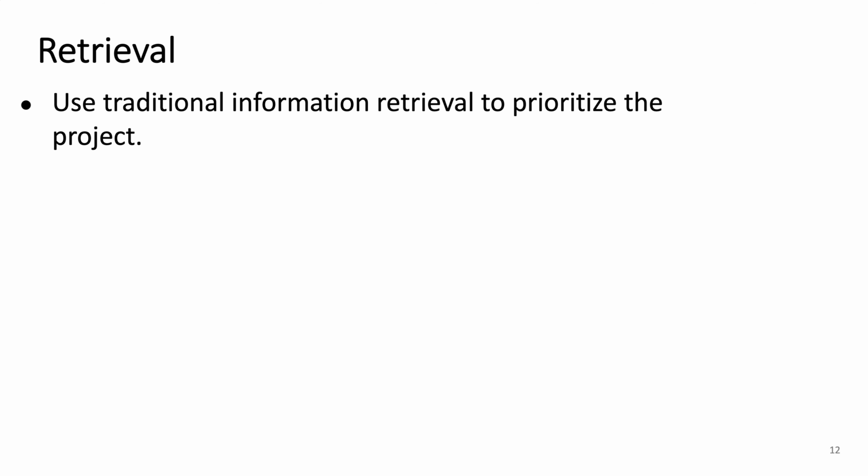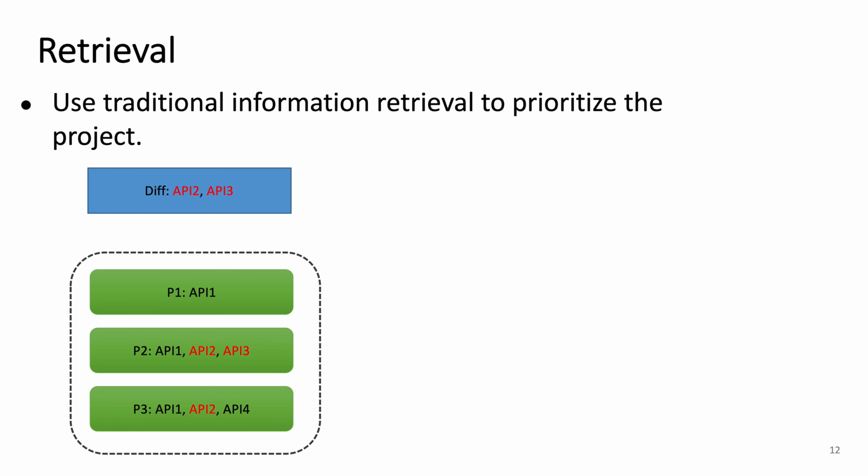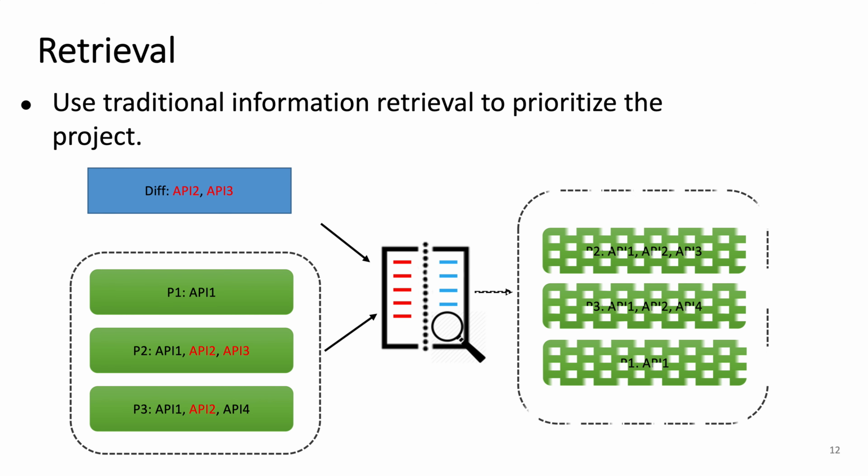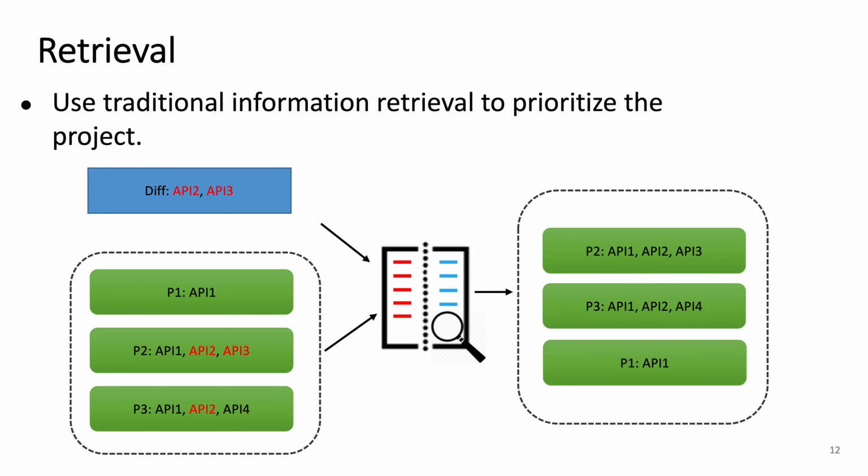For retrieval, we use traditional information retrieval to prioritize the projects. We have a diff that includes two changed APIs, and there are three projects, P1, P2, and P3, and P2 is more relevant to this diff. So after the retrieval, we execute P2, P3, and P1.